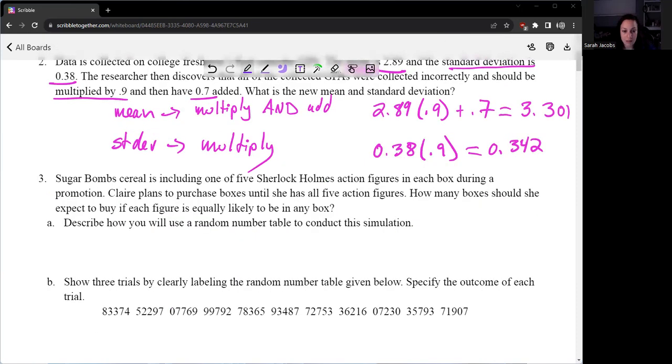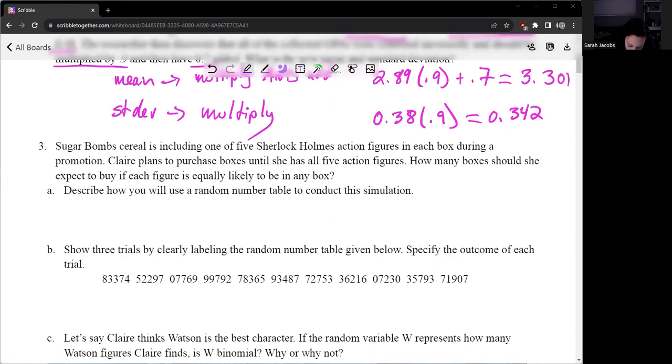Numero trois, part 3. Sugar Bomb cereal is including one of 5 Sherlock Holmes action figures in each box during a promotion. Okay, 1 of 5 in each box. Claire plans to purchase boxes until she has all 5 action figures. How many boxes should she expect to buy if each figure is equally likely to be in any box? Okay, first, and this is kind of a blast from the past, describe how we'll use a random number table to conduct this simulation.